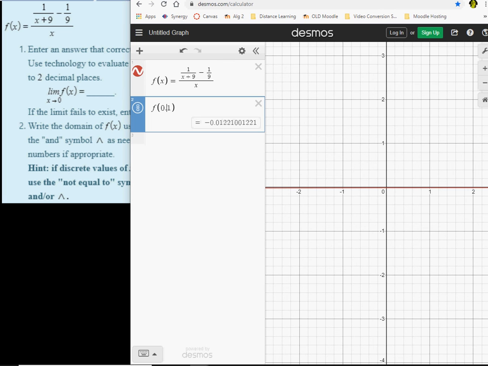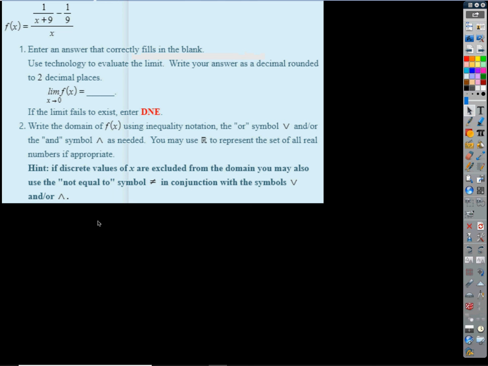So if I just keep getting closer and closer to 0, we can see that our answer starts converging on values closer and closer to the actual limit. But it doesn't really matter because we're only rounding our answer to 2 decimal places, and clearly it's not going to change. It's negative 0.01 to 2 places no matter how close I go. And if I go on the other side of 0, at a negative number very close to 0, I get the same thing, right? So our limit here, Desmos tells us numerically, to 2 decimal places is negative 0.01. So that's going to be my first answer.